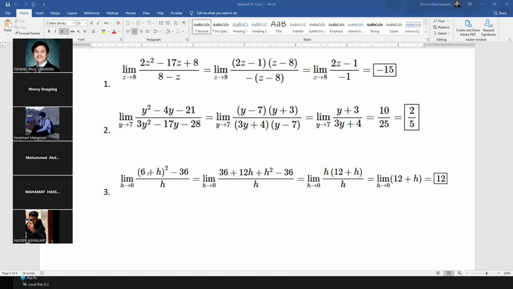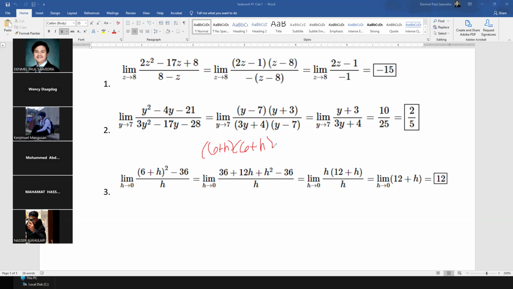Okay. So number 3, this one I was actually hoping that someone would get. It's just a matter of expanding this one. So 6 plus h times 6 plus h will give us 36 plus 12h plus h squared. Just expand that one.